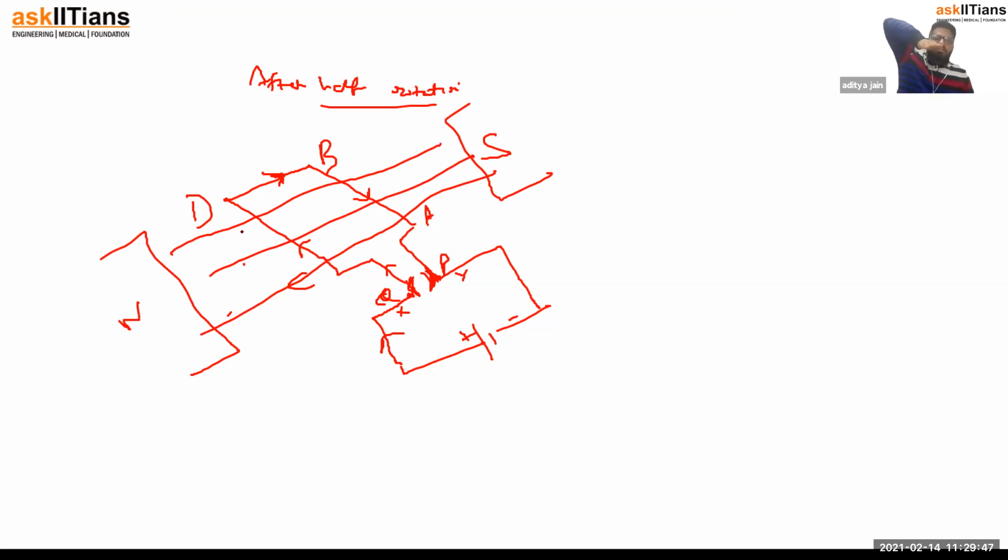So what will happen? Initially it was like this, AB, CD. The anti-clockwise rotation makes the arms like this. So now this is CD, this is AB. Now again, CD is acted on by a downward magnetic force like this, and AB is now acted on by an upward force. You can check the direction from Fleming's left hand rule for AB as well.